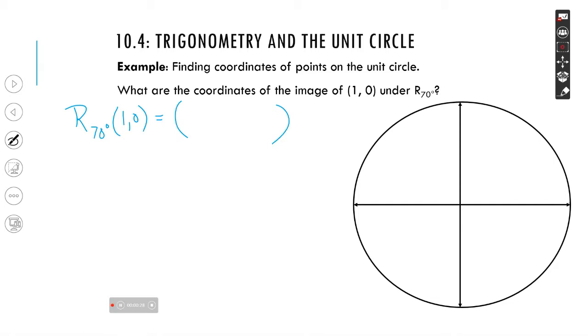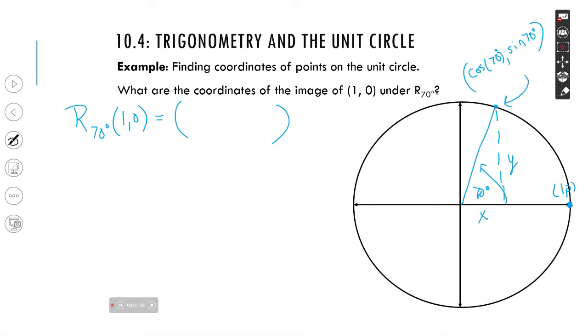So we always want to start here. This is our initial ray at 1, 0, and that's 0 degrees, also 0 radians. And we want to rotate 70 degrees. So it seems to me like that would be somewhere up here, about 70 degrees from here to here. Well, we learned last time that the x coordinate can be the cosine of the rotation, and the y coordinate can be the sine of the rotation. So this is going to be cosine of 70 degrees and sine of 70 degrees. That should be how we find the coordinates of this point.